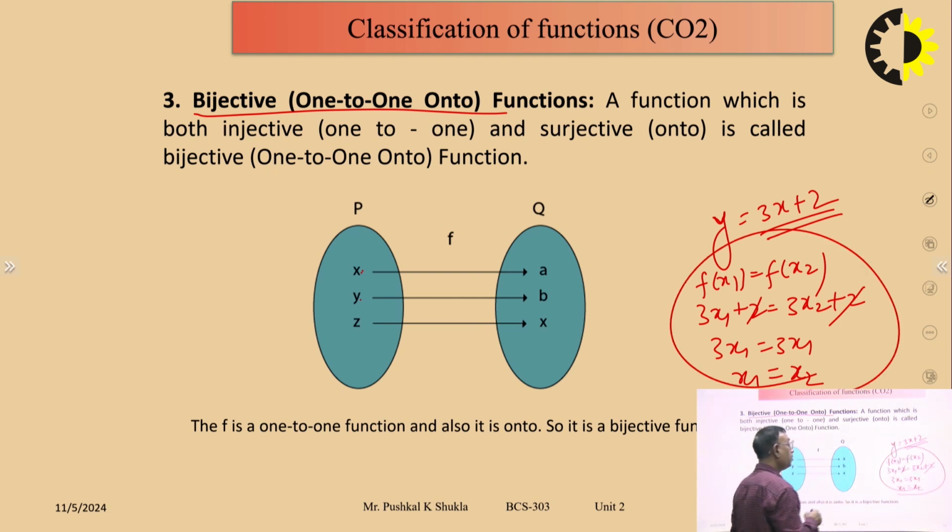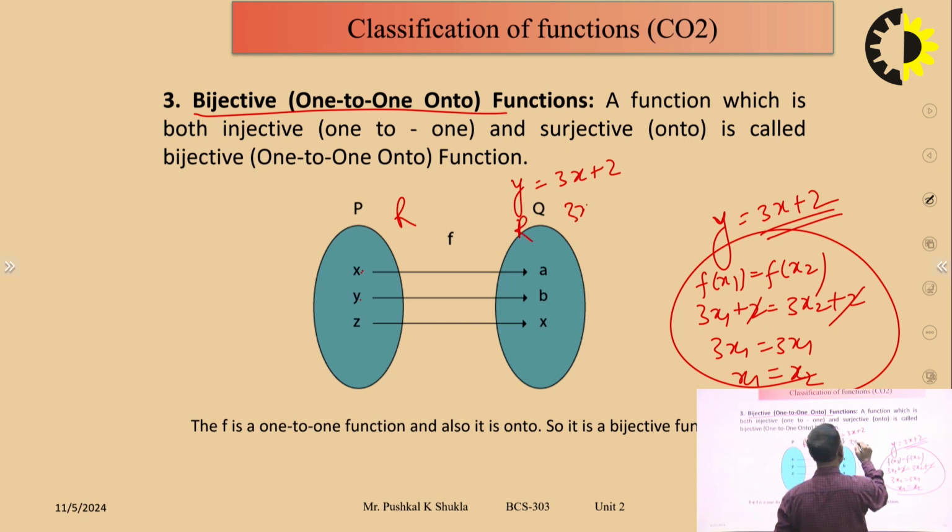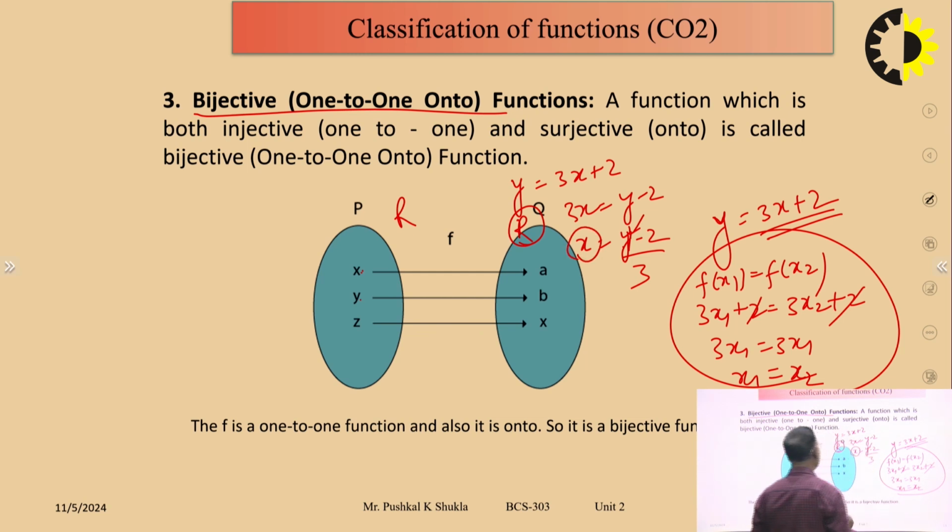And for onto, y equals 3x plus 2, and the function is from, suppose, R to R. So 3x equals y minus 2 and x equals (y minus 2) by 3. For all values of y, which are real, real minus 2 divided by 3 gives a real value. That is, all the elements of the codomain have a preimage in set P. So this is an onto function. It is both one-one and onto, therefore it is a bijective function. So y equals 3x plus 2 is a bijective function.